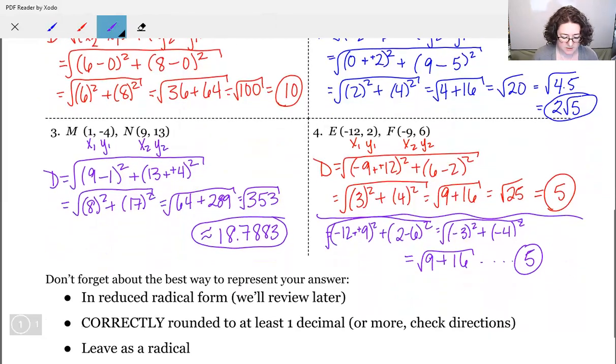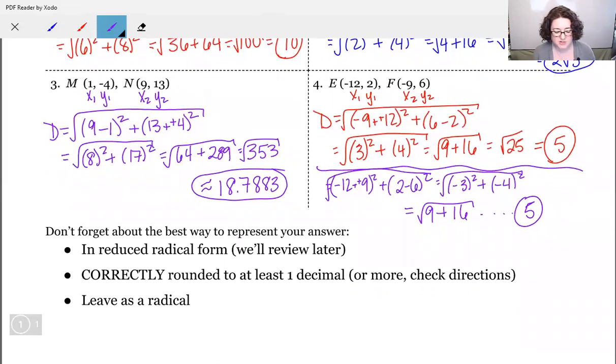Just a quick note down on the bottom, don't forget the best way to represent your answer is reduced radical form. I have a note on that we'll review later. If you do need to review this, check out the extra video that I'll have posted underneath this. You can also leave your answers as a radical if they don't simplify out nicely. That's actually the most accurate way. So leave as a radical in reduced radical form. That's going to be your best option and the most accurate option for any of these problems. Again, check out the review video on reducing radicals if you need the extra practice or review from Algebra 1, and let me know if you have any questions.